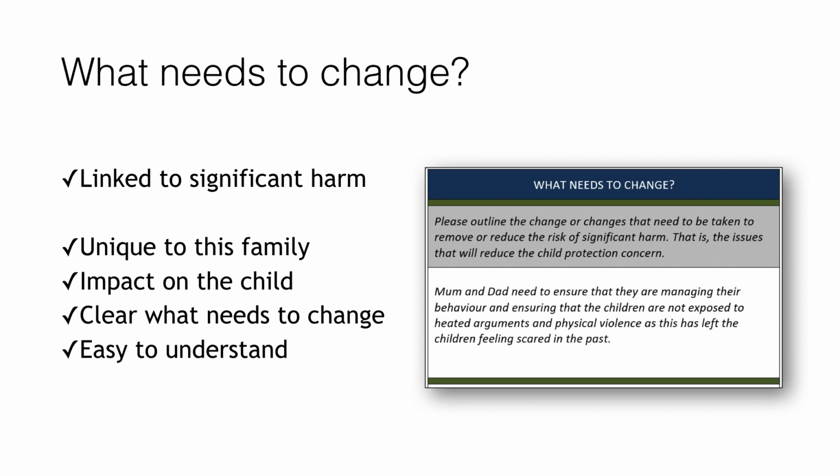In this case example, this behaviour is directly related to the likelihood of significant harm. It is a description of the family circumstances and the impact on the child. It is clear the behaviour that needs to be addressed. Linking back to the discussion about change statements to avoid, you'll notice that the change statement does not direct the father to a caring dad's course.